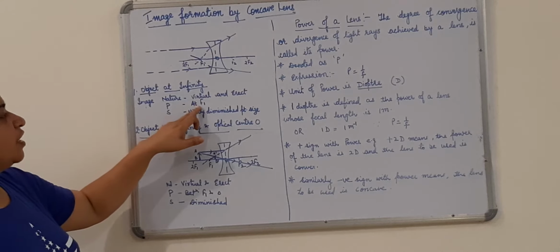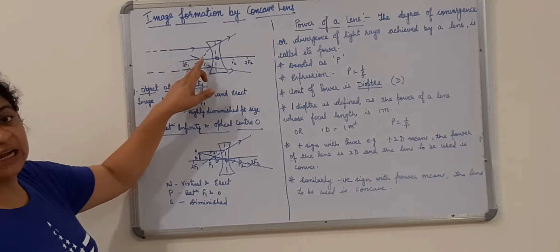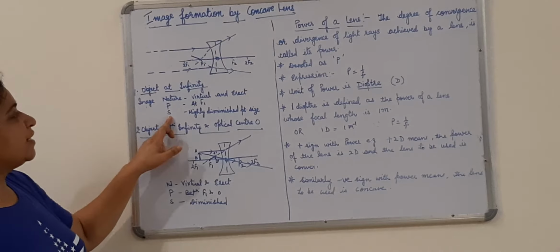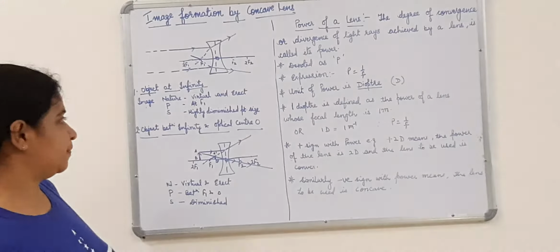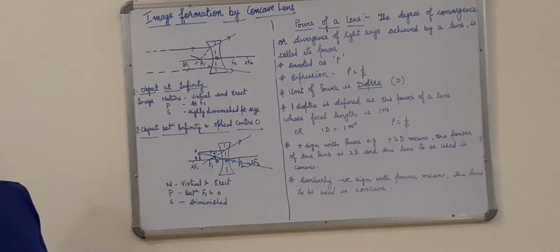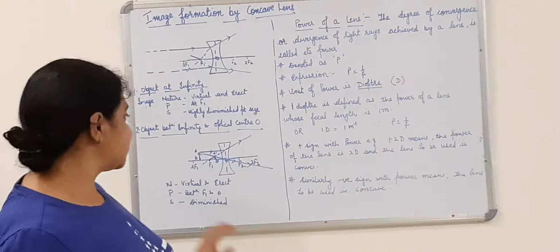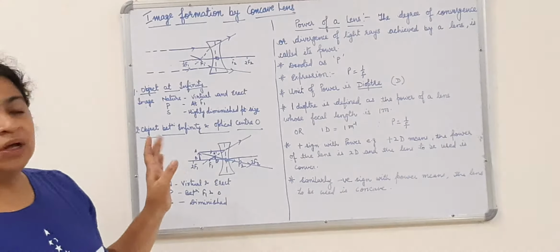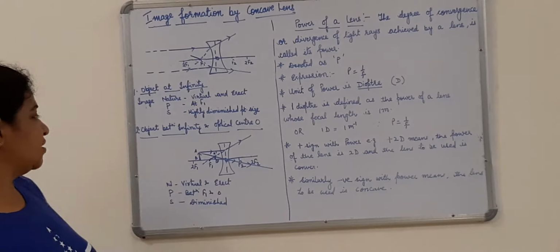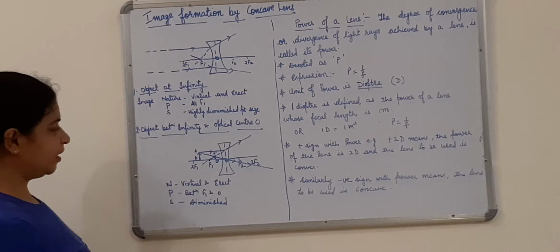Similarly, position: where will the image be? The image will be at F1. And the size will be highly diminished, point size. I hope the first case is clear. Now let us talk about our second case, when you can place the object anywhere between infinity and optical center. I hope it is clear.